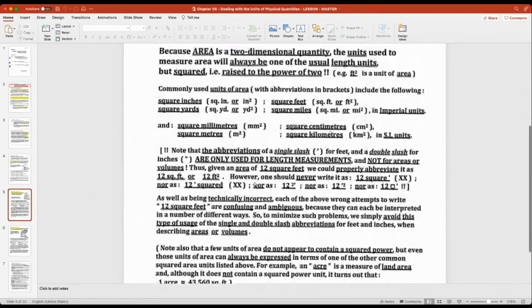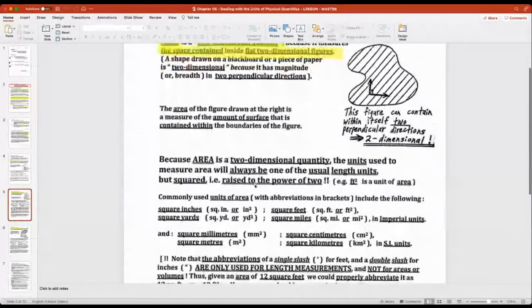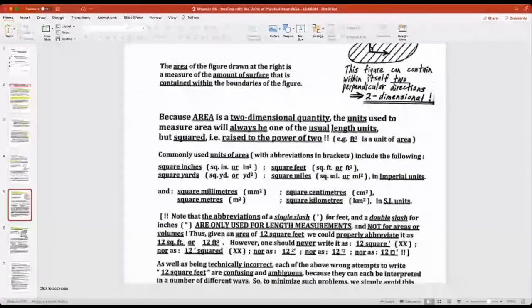In terms of area, which is the next page here, the key thing is that the quantities, as you can see, are squared. Excuse me for one.